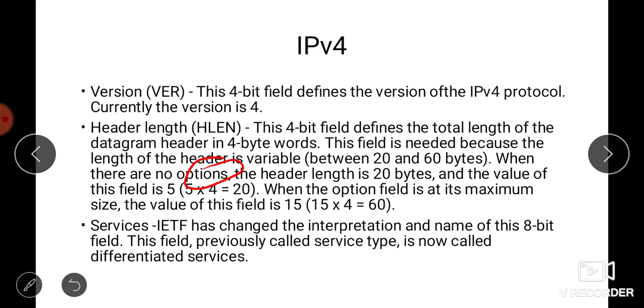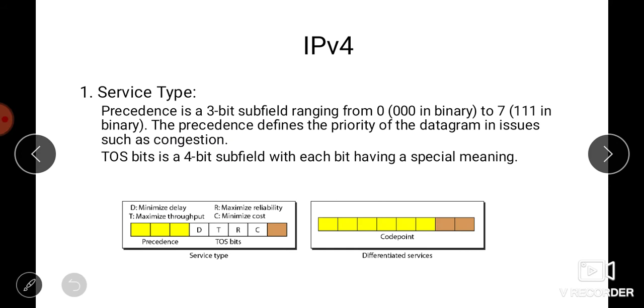Next we have services. Basically for this services field, the IETF has changed the interpretation and name of the field. So right now it is known as differentiated services. We will see both of them. First we will see service type.